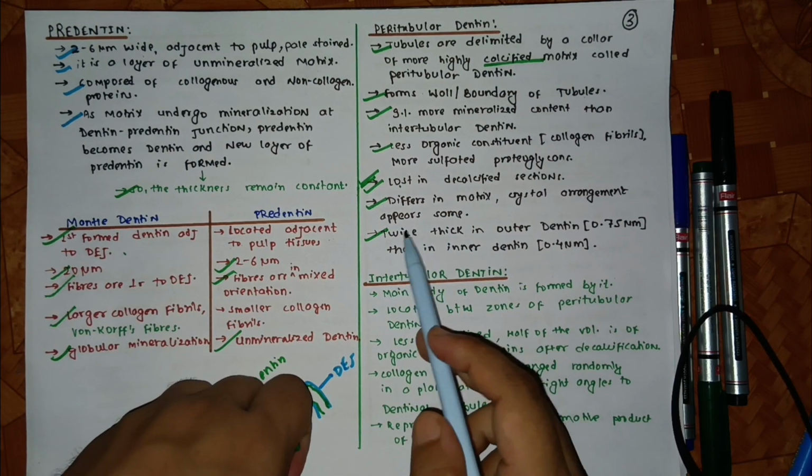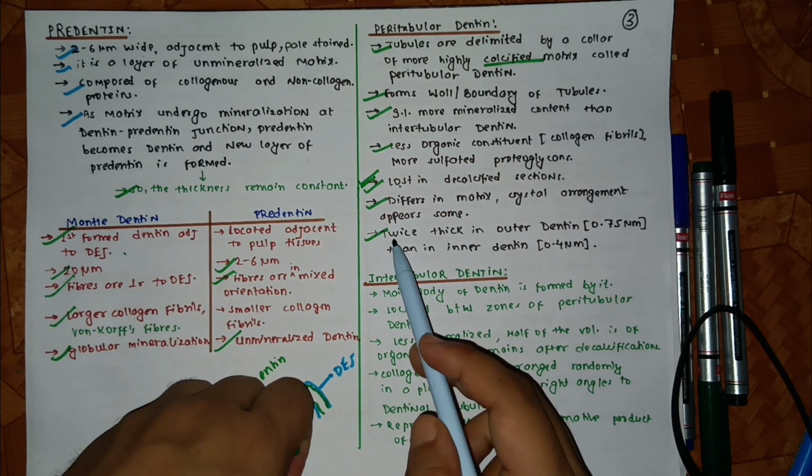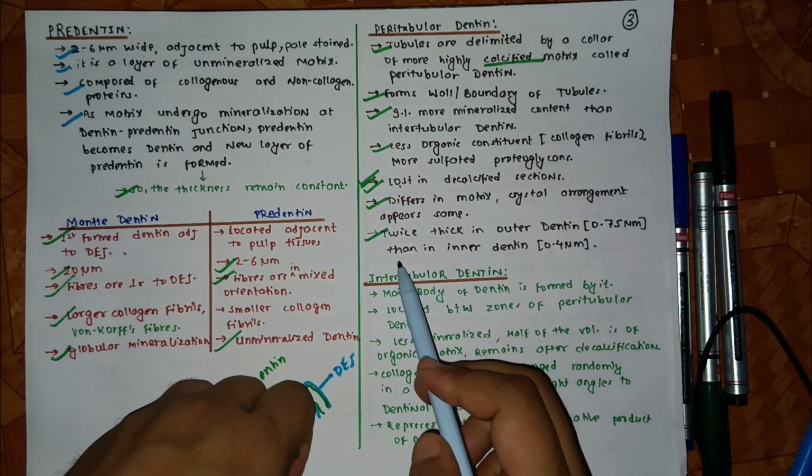Here in the peritubular dentin, as I have told you, it is twice as thick in the outer dentin than in the inner dentin.